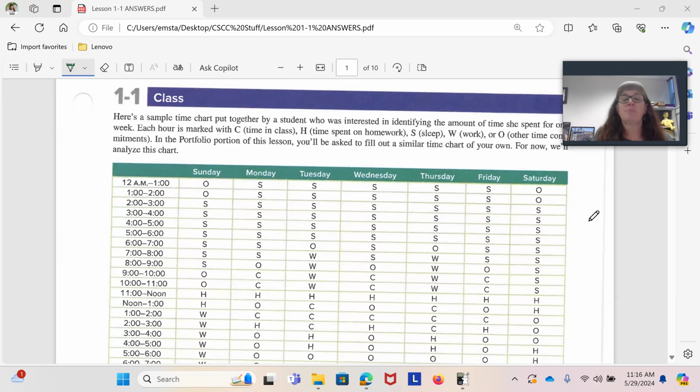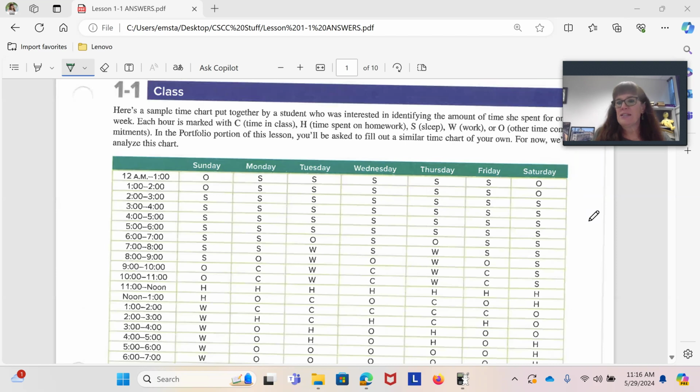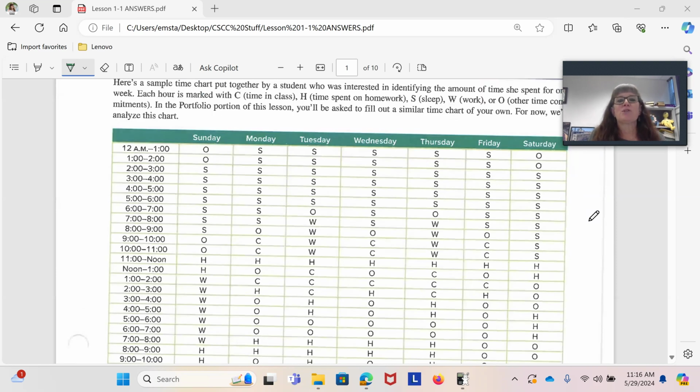At the bottom of page 3, they give us this table. And this table is showing us where our student spends their time every week. So you see that they tell you what the labels are. C is for time in class, H is for time in homework, S is for how much they sleep, W is for work, and O is for other.